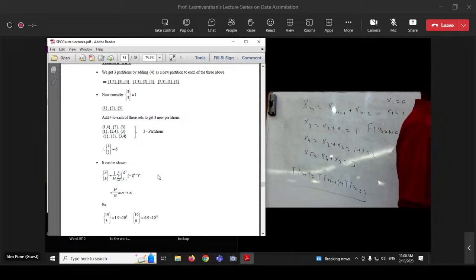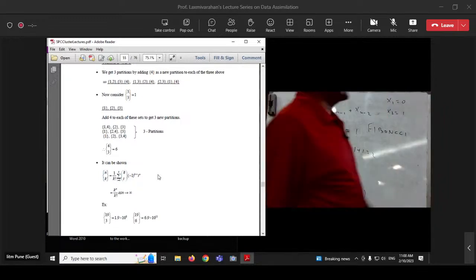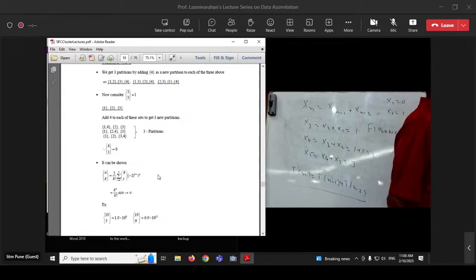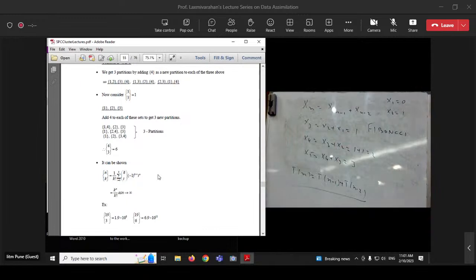So let's look at an example now. n is 19, k is 3. I have 19 objects. I want to divide them into 3 subsets. How many ways are there? 1.9 times 10 to the power of 8. Follow with me? Coming back, I want you to check these calculations yourself.